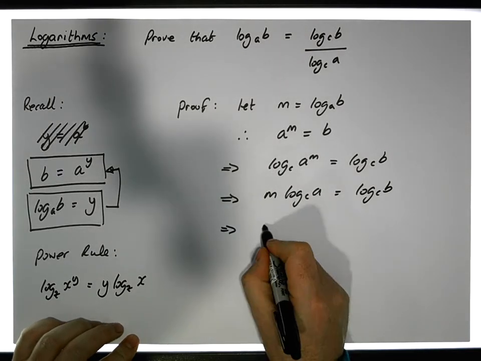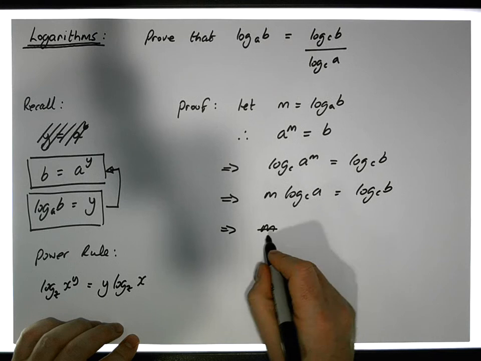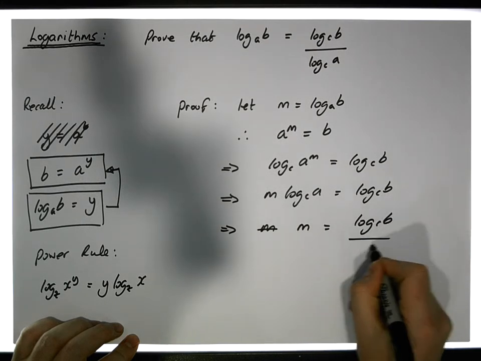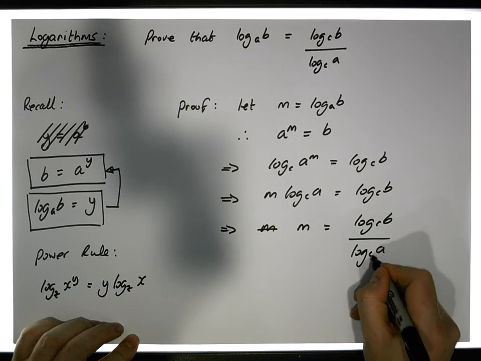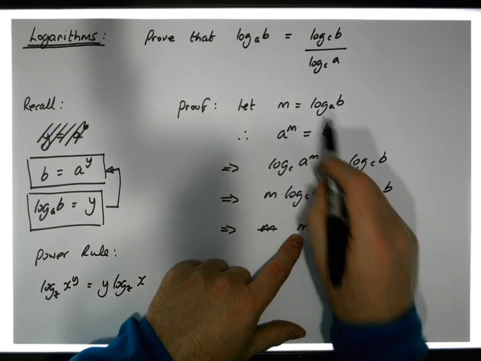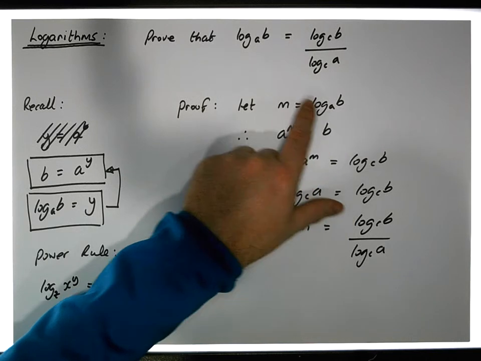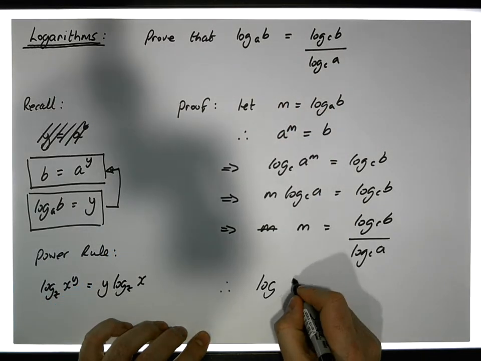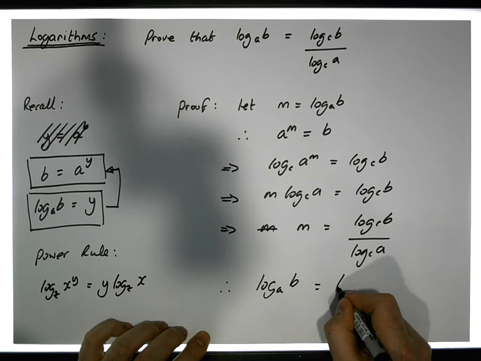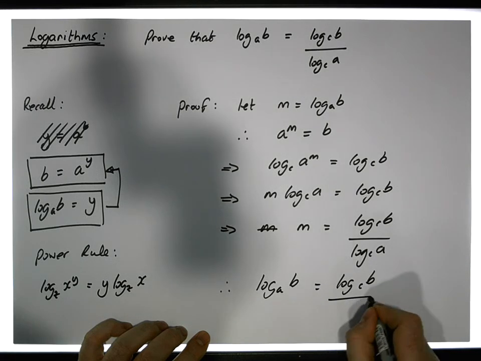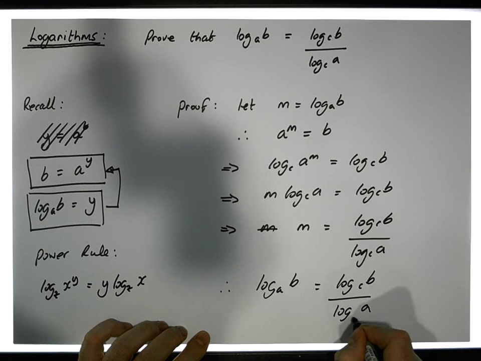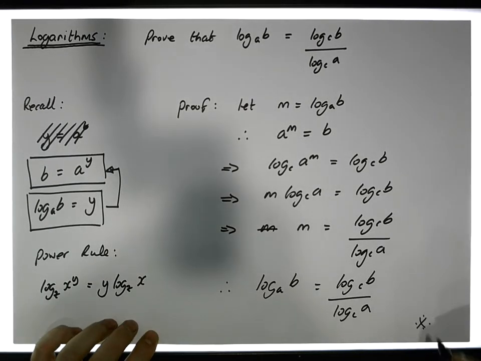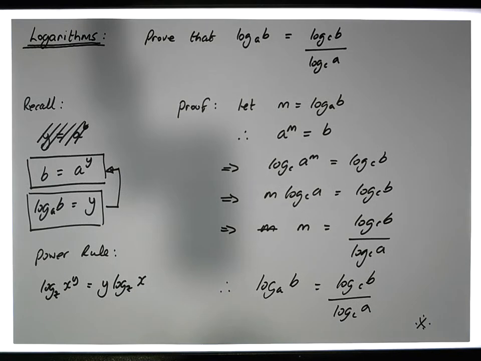This implies that m is equal to log of b to the base c all over log of a to the base c. But what do we know? We know that m is simply, because we let m equal log of b to the base a. So therefore log of b to the base a is equal to the log of b to the base c divided by log of a to the base c. This allows us to change our base. And I suppose that's our proof. That's all we need to do. So we can change bases.